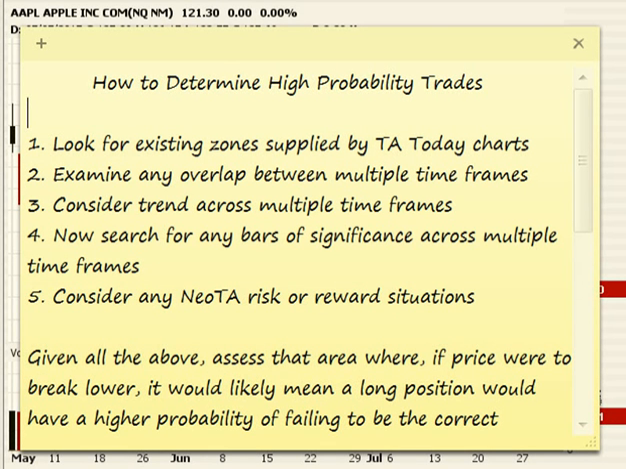Hello everybody. This is a short video to look at how to determine high probability trades. What I'm going to cover is Apple, the current price of Apple. I'm going to track it over a few days while I make this video.